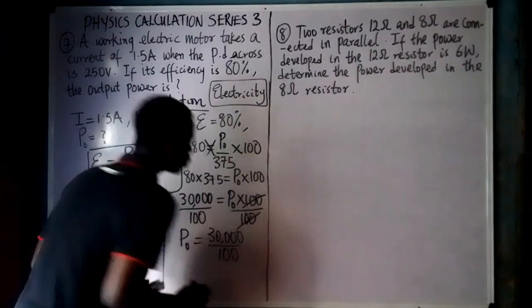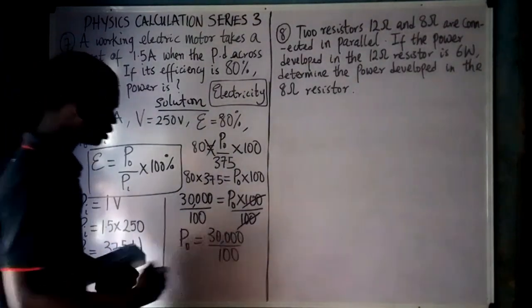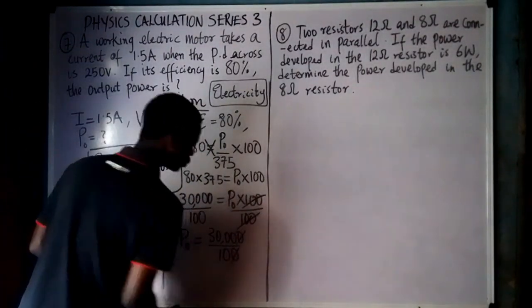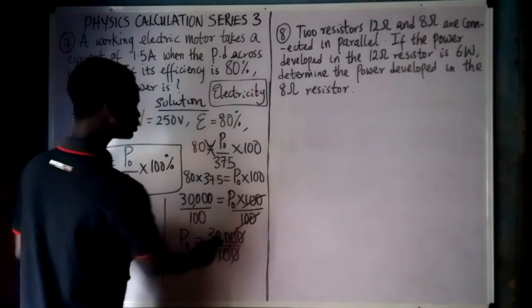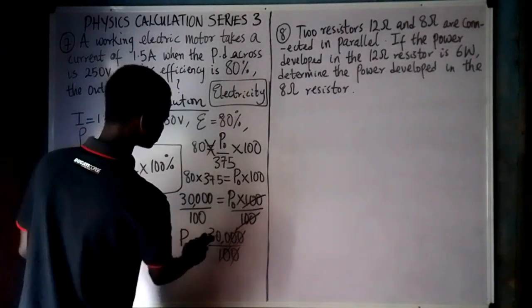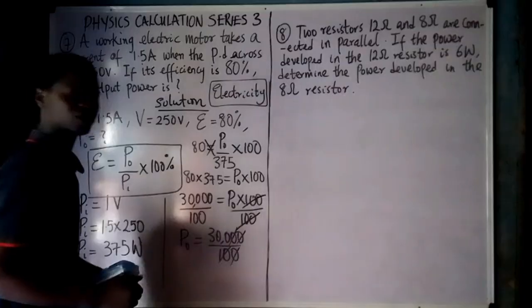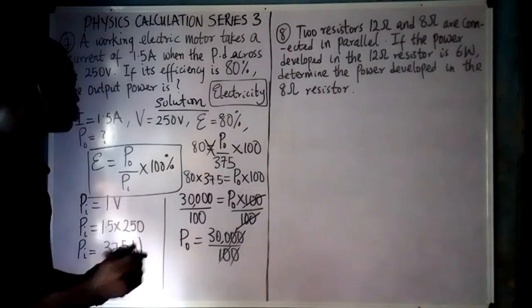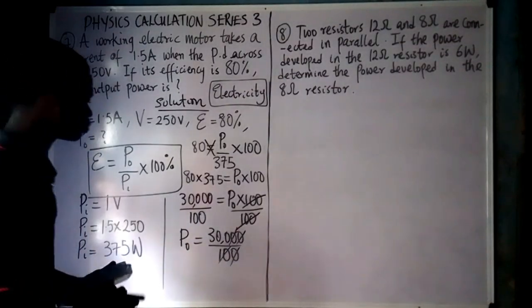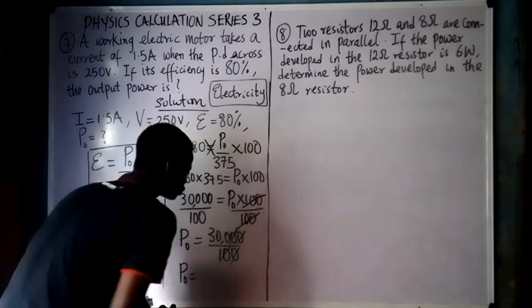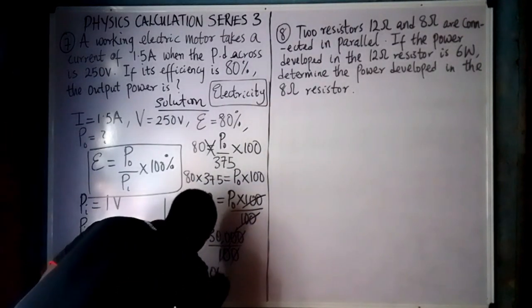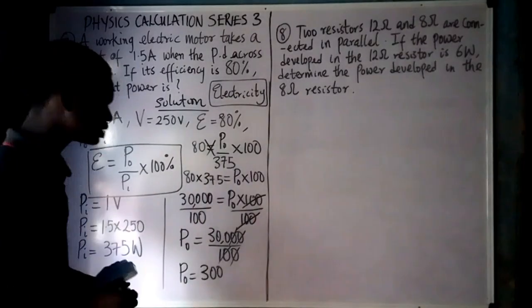So what will now happen basically from here is that 0 will cancel 0, 0 will cancel 0. So we have 300 over 1. I repeat, 300 over 1. Now we know from mathematics, any number divided by 1 is going to be that same number. So the final value for our output power will now be equal to 300. Okay? 300 is now going to be our answer.